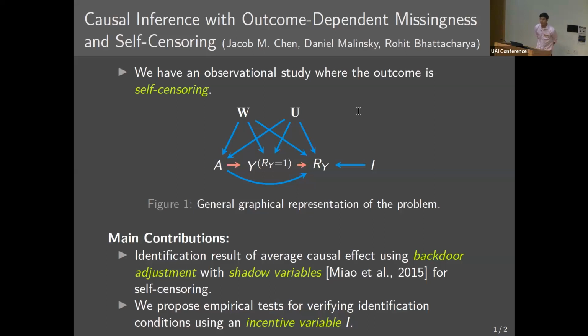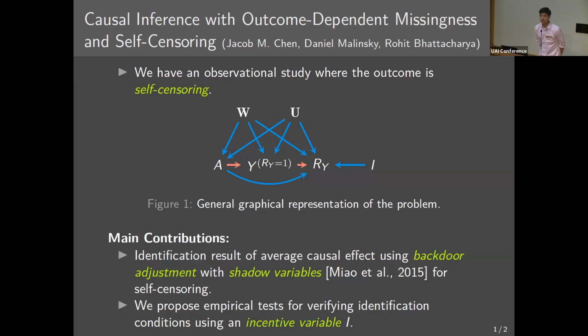Hi, everyone. My name is Jakob Chen, and today I'll be talking to you about our work with causal inference with outcome-dependent missingness and self-censoring. This is joint work with Dan Malinsky and Rohit Bhattacharya. So let's say you have an observational study where the outcome is self-censoring, and our target parameter here is the average causal effect. And as you can see in figure 1, we have a confounding bias from observed covariates W and unobserved covariates U. And we also have self-censoring on the outcome.